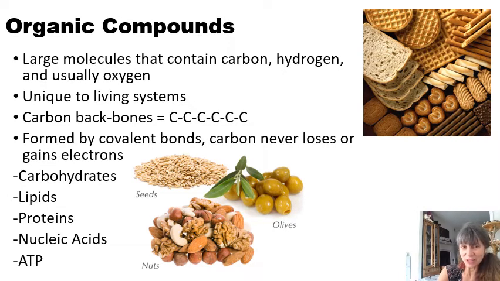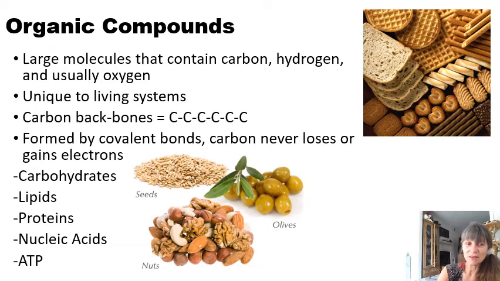It doesn't lose or gain electrons to form ionic bonds, because carbon has 4 electrons in its outermost valence shell. It's tough to lose 4 electrons or gain 4 electrons. It's more likely to share electrons with others. That's why carbon tends to form covalent bonds.